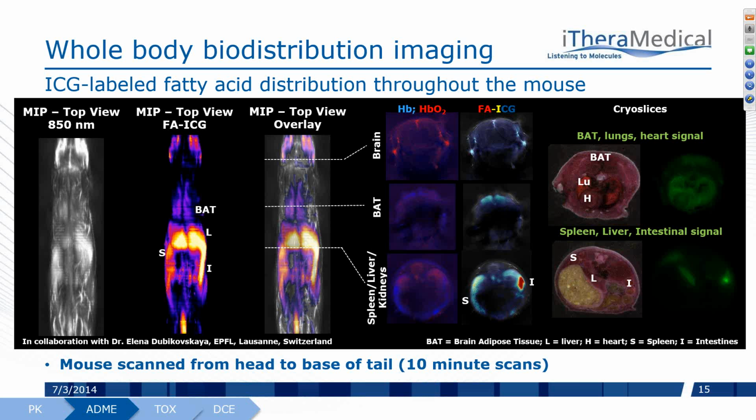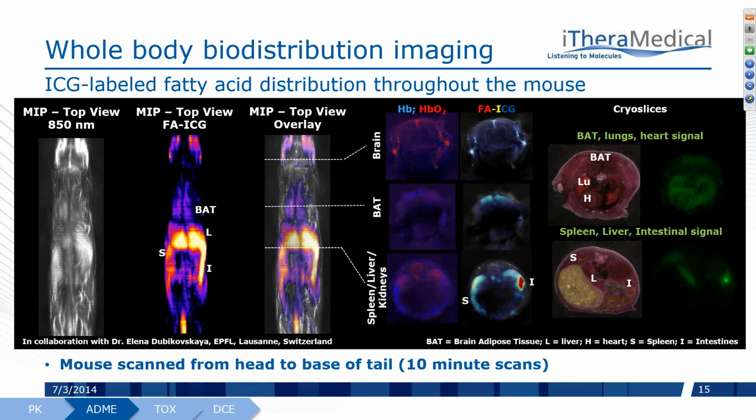Here we have an example of a whole body distribution of a molecular imaging probe. This was a collaboration with Dr. Elena Dubikovskaya from EPFL in Switzerland, and she has a probe that's basically a fatty acid conjugated to ICG. So this ICG-labeled fatty acid gets taken up by metabolically active organs, and it also gets cleared, of course, after injection.